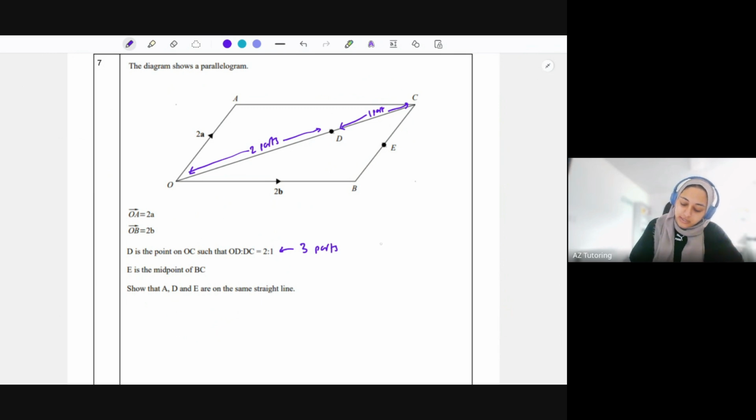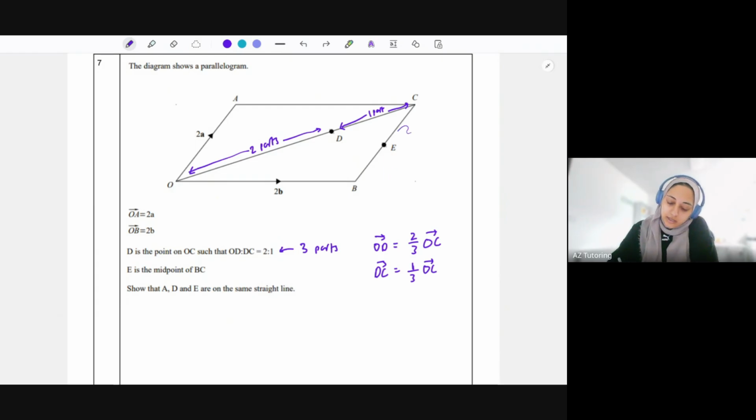So therefore, I can say that OD, so this part here, OD is 2 out of 3, so 2 parts out of 3 parts of all of OC. Likewise, with D to C, I could say that's 1 part out of the total 3 parts of all of OC. So just to reiterate, DC is 1 out of 3 parts of all of OC. Okay, so we've evaluated that ratio. It says E is a midpoint of BC, meaning B to E, sorry, that would be half of all of BC. And E to C, well, that would also be a half of all of BC. So that's the relevance of telling us it's a midpoint.